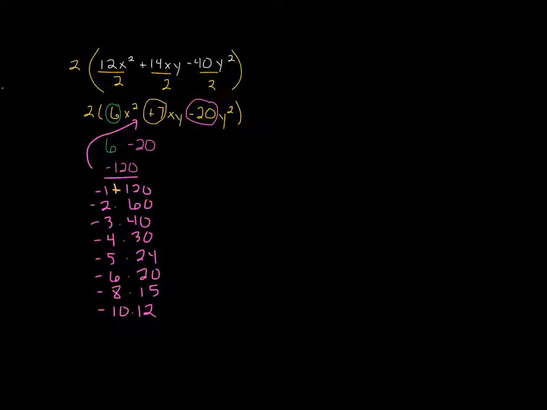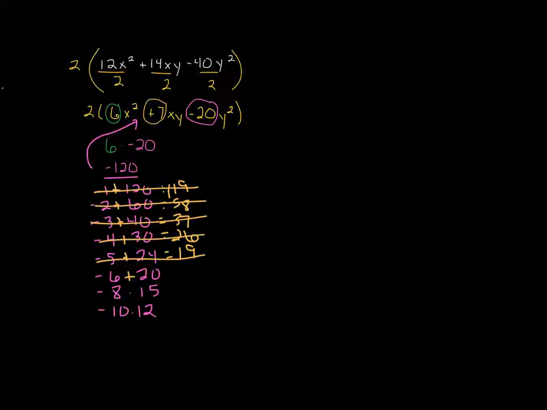Negative 1 plus 120 is 119. That doesn't work. Negative 2 plus 60 is 58. Still too big. Negative 3 plus 40 is 37. Doesn't work. Negative 4 plus 30 is 26. Doesn't work. Negative 5 plus 24 is 19. Doesn't work. Negative 6 plus 20 is 14. Still too big. Getting closer. Negative 8 plus 15 is 7. That's the one we're looking for.